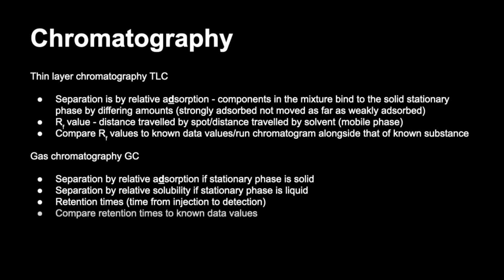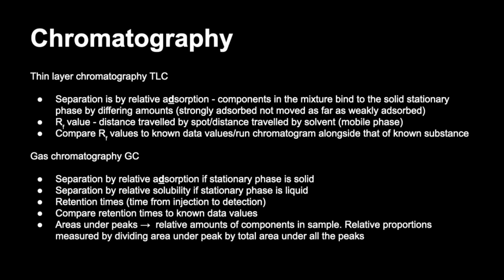How do you know what you've got? You compare the retention time of your sample with known data values. So on a gas chromatogram, the different components in the mixture give peaks with different retention times, and they have a measurable area. Don't worry, you don't have to measure the area, you would be given that. And the area under the peak is proportional to the relative amounts of the components in the sample. And the relative proportions are measured by dividing the area under a particular peak by the total area under all of the peaks.